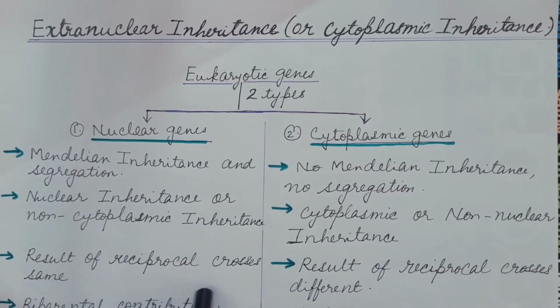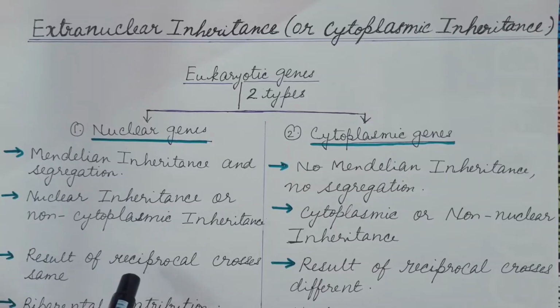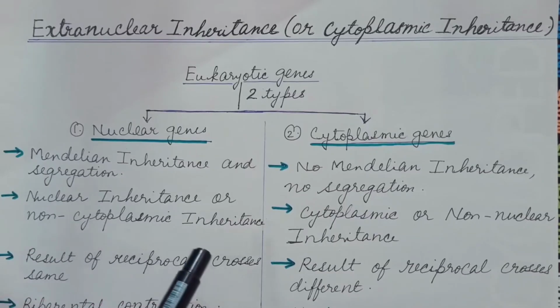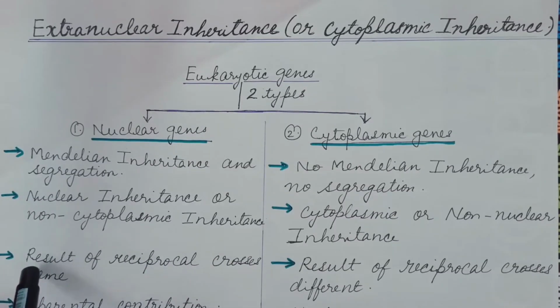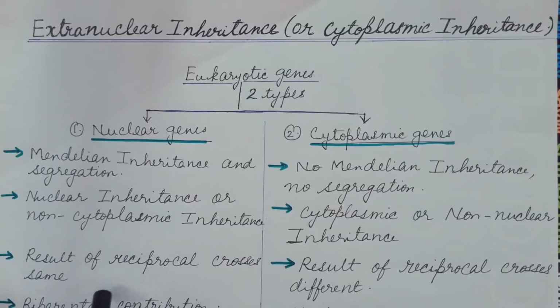The results of reciprocal crosses in the case of nuclear genes are the same. That is, if we take two varieties of any plant, plant 1 and plant 2, and take the female gamete from plant 1 and the male gamete from plant 2, then the progeny will be the same if we take it vice versa, that is, the female gamete from plant 2 and the male gamete from plant 1. So, the results of reciprocal crosses are the same.